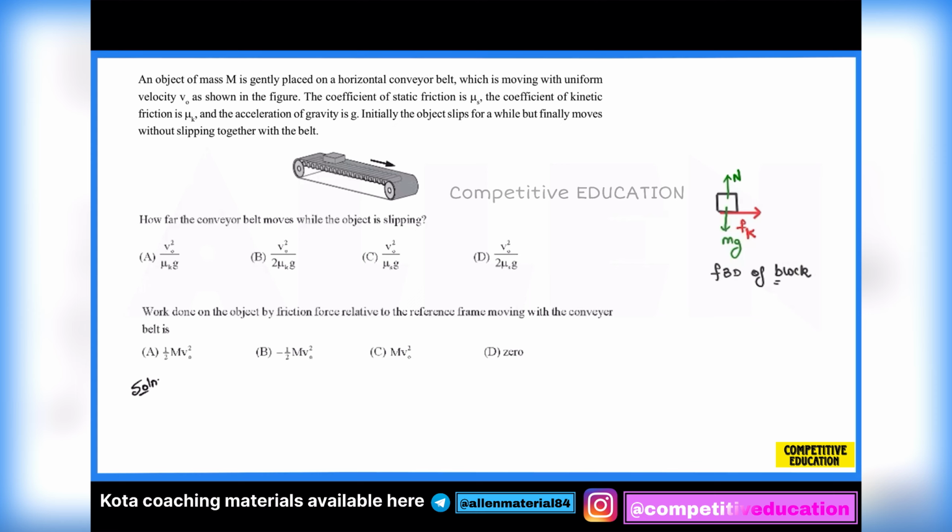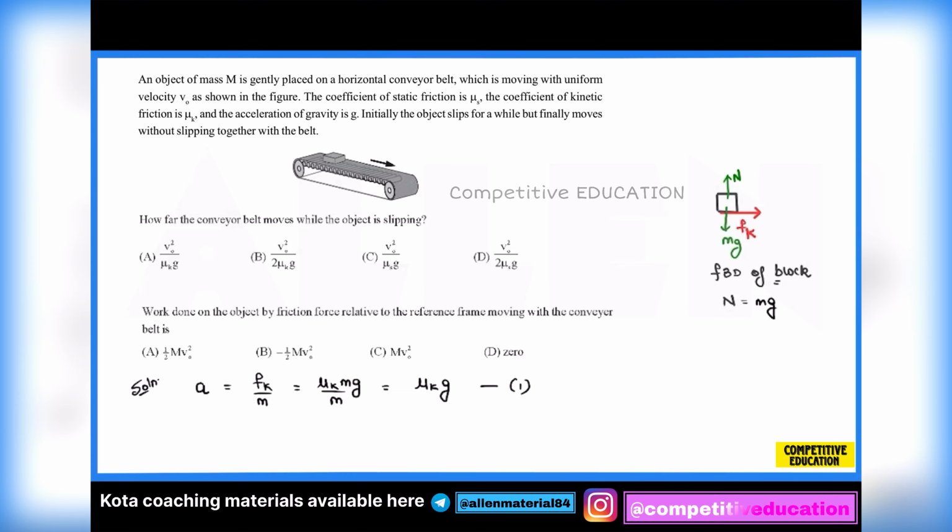Now from here I can write the value of a in the frame of conveyor belt. It will be Fk upon m. Now the value of Fk will be mu k into N, and N is equal to mg. It is clearly visible, N is equal to mg. So I can write mu k into mg upon m. So it will come out to be mu k into g. Now this is my value of acceleration in the frame of this conveyor belt.